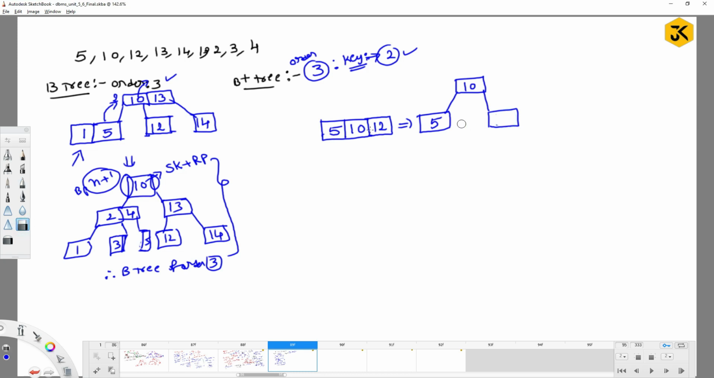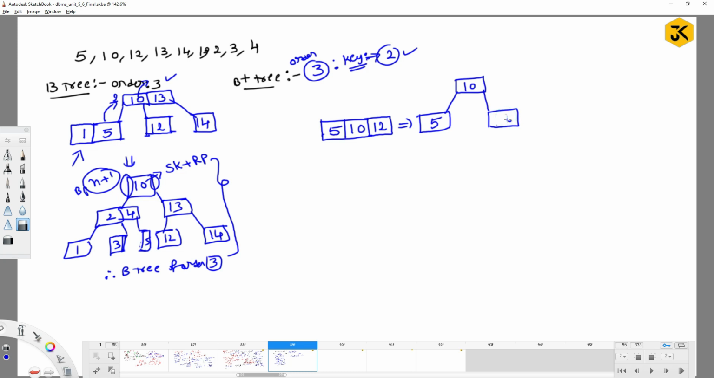Okay, fine. But the thing is here, if I am going to write simply like 5, 10 and 12, what is the concept of a B+ tree? In the leaf level, we should have the data, right? So somewhere you have to maintain the record 10. So what are the possibilities? I can place the record 10 at the left side or at the right side, depending upon the logic you are going to use.